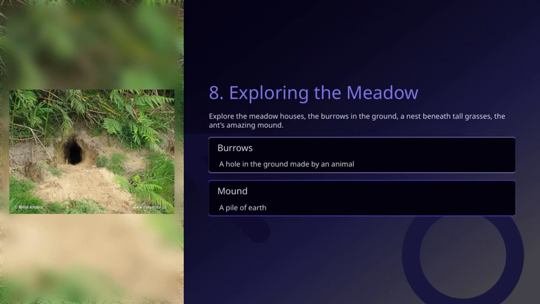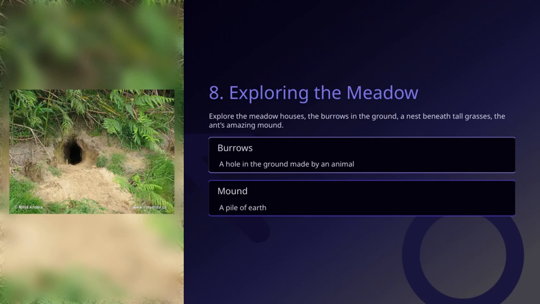When we walk through this vibrant environment, we notice the different homes animals create. For example, some animals live in burrows, which are holes in the ground made by animals to stay safe and comfortable. These burrows provide shelter and protection from predators and weather. Then we see the ants' amazing mound. This is a pile of earth built by ants as they excavate soil to create their underground tunnels and chambers. It's quite a remarkable feat of engineering, showing how hardworking and organized these tiny creatures are.